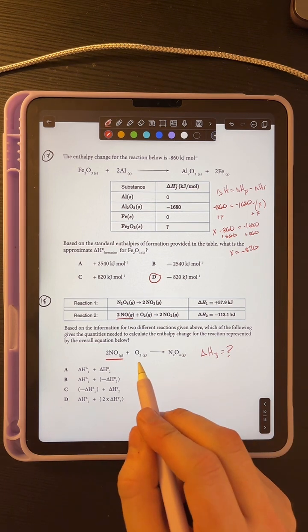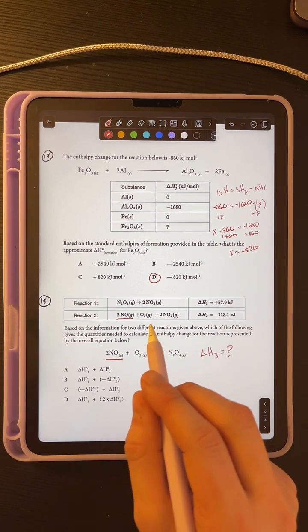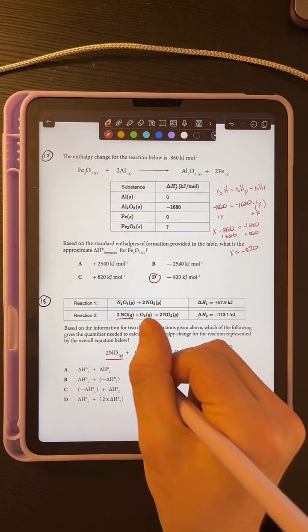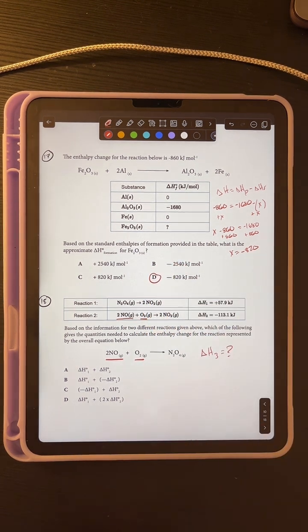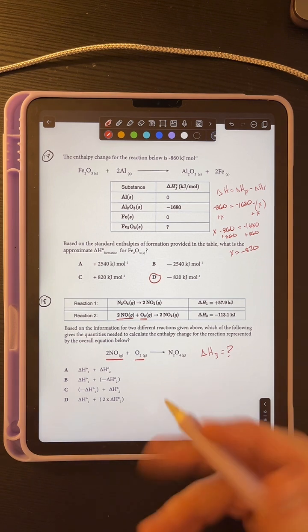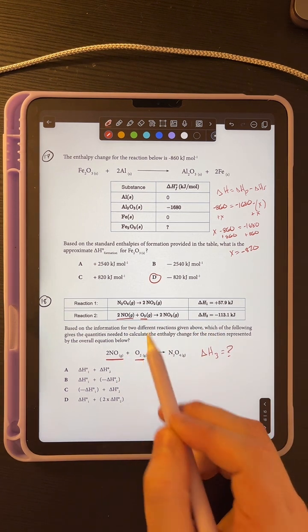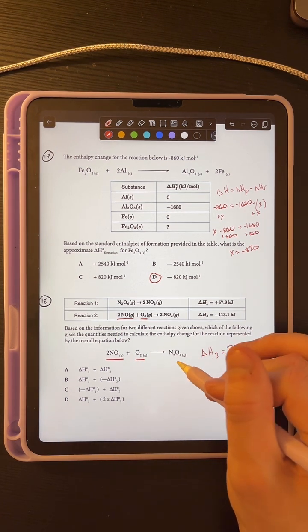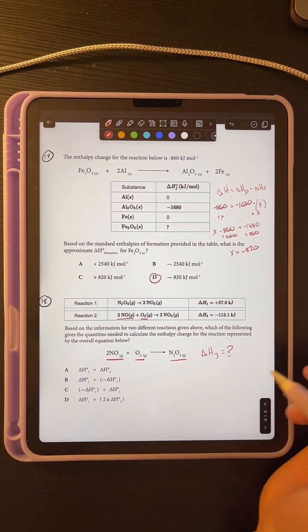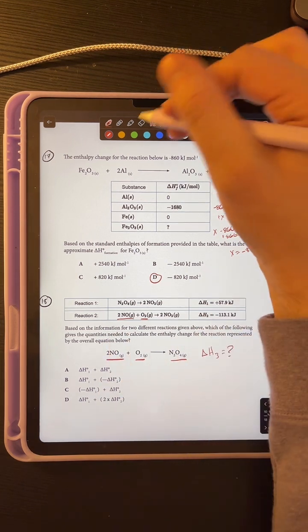Next thing, we see an O2 here, and we see an O2 here. Well, that's even better, because now we have an O2 as a reactant and an O2 as our reactant. So our NO and our O2 seem to be coming from reaction 2. Then we have N2O4. Well, that's coming from reaction 1.